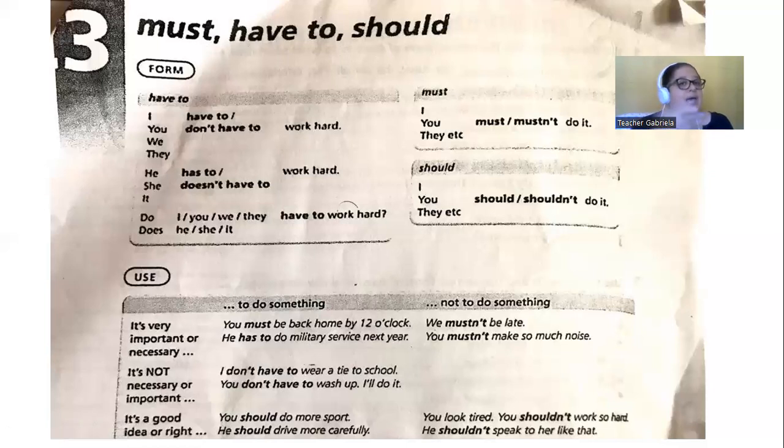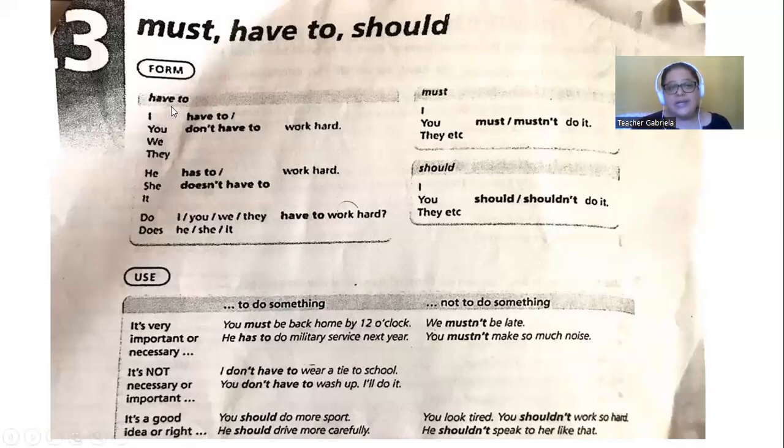Por ejemplo, I have to play. We have to cook chicken today. They have to go to the church today morning. So, but what about must and should? It's not necessary to use to. Pregunta, señores, hasta ahorita. Okay, no one. Thank you so much.